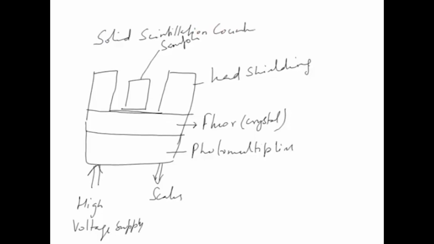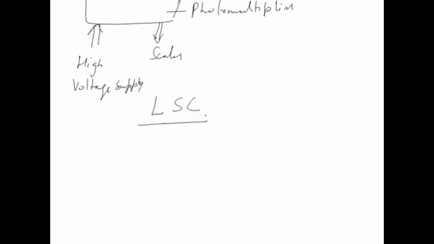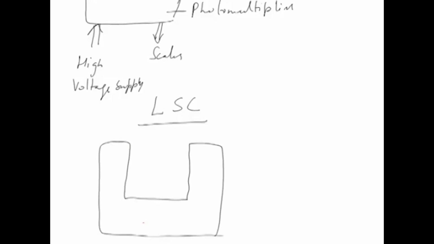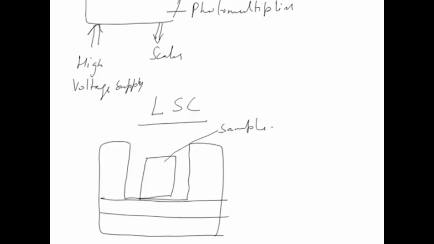Now, this is solid scintillation counting. In liquid scintillation counting, or LSC, a similar arrangement is there, but the difference is that rather than having a separate crystal or fluor, the fluor is mixed with the sample. So, it will contain the radioactive sample plus fluor, which we call the scintillation cocktail. Scintillation cocktail contains solvent, fluor and other things.